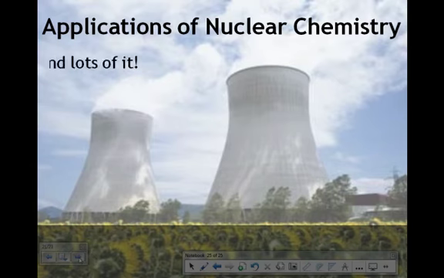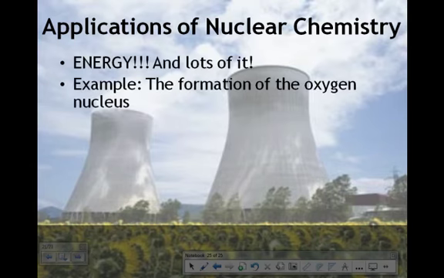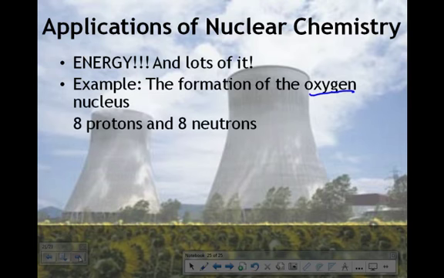Let's look at the energy in particular, because a nuclear reaction gives us a lot of energy. Here's how. Let's look at the formation of an oxygen nucleus. You already are familiar with oxygen. It's number 8 on the periodic table. So it's made up of 8 protons and 8 neutrons in the nucleus. Of course, there's 8 electrons too, but let's focus on just the nucleus.